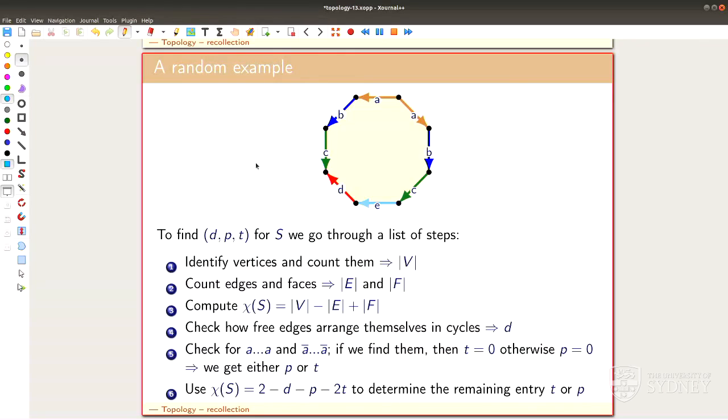So how many vertices, how many edges, what is the Euler characteristic? So here's one face, it's not so hard. How many free edges? Free edges give you D. It's exactly the strategy that you run. Orientability gives you T or P. And the final formula that I showed you before gives you the remaining entry.